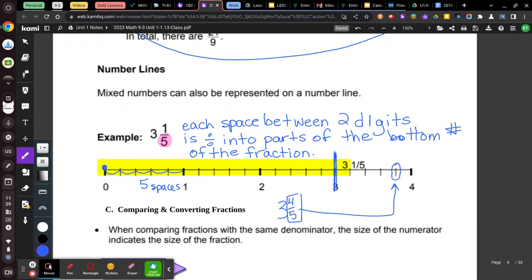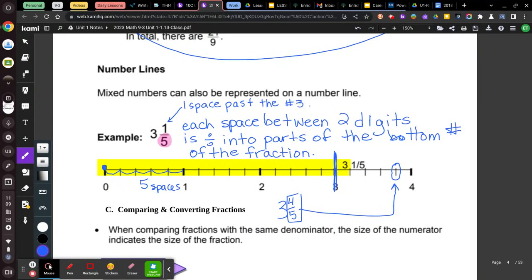Okay? So the 4/5 means he's 4 spaces past the number 3. That's what that's saying. He's 4 spaces past 3. Okay? Right here, this is saying he is 1 space past the number 3. That's what it's showing me.